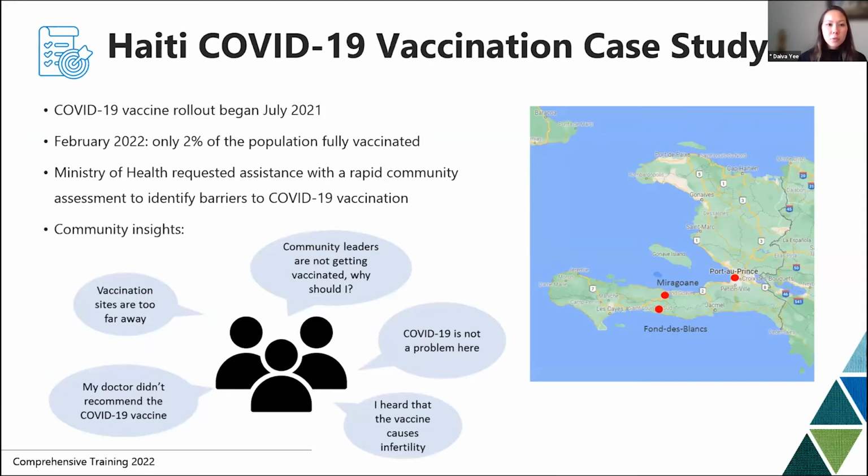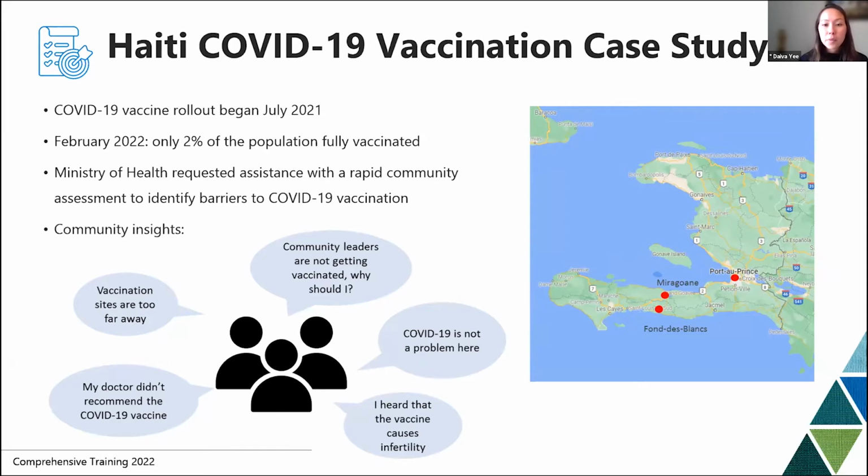Next slide, please. So this is a case study that I wanted to share from Haiti. COVID-19 vaccine rollout began in Haiti in July 2021. But in February 2022, they found that only 2% of the population was fully vaccinated. So really, they were having a big problem getting people vaccinated, and they were trying to understand why. And the Ministry of Health came to us here at US CDC and requested assistance with a rapid community assessment to try to understand some of those barriers to vaccination in the community.